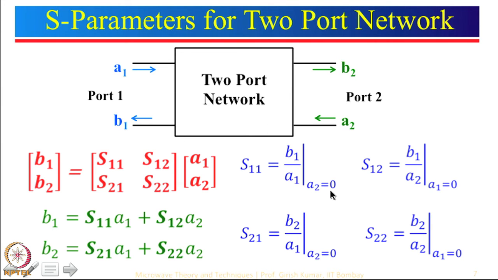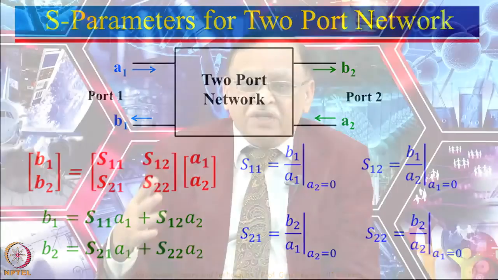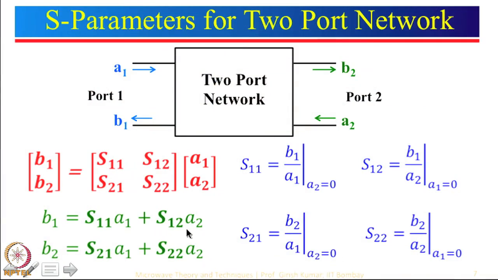So please remember, when we define S parameters, we are not dealing with short circuit or open circuit, we are more dealing with the matched load termination. Now, let us see from here how we define S12. S12 will be equal to B1 divided by A2 provided A1 is equal to 0. So, you can see that S12 is nothing but B1 divided by A2 when A1 is equal to 0.